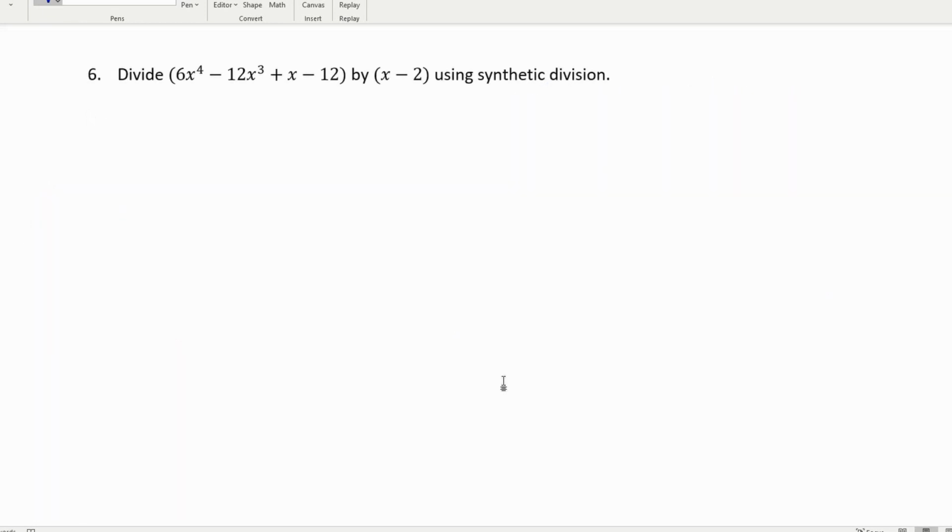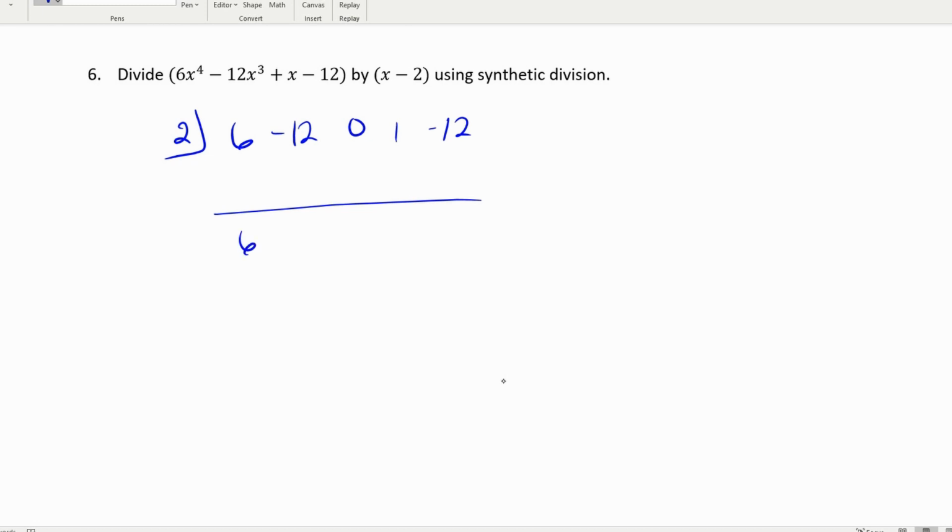All right. Going on to question 6, we need to divide using synthetic division. With synthetic division, you take this factor x minus 2 and set that equal to 0. So I'm going to get x equals 2 right there. Put that in the corner and set up your synthetic division with the coefficients 6, negative 12, 0, 1, negative 12. We need that 0 here because we're missing that quadratic term.